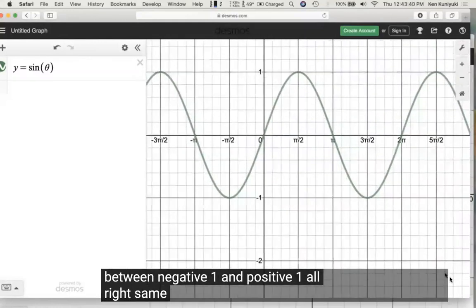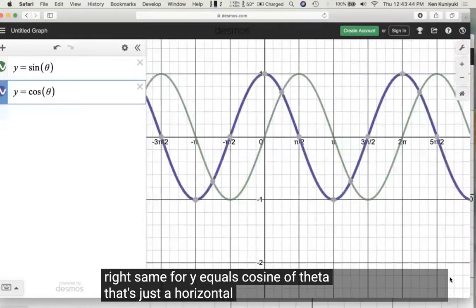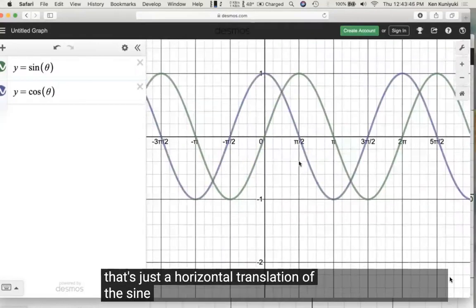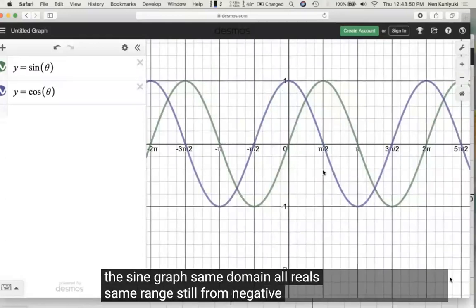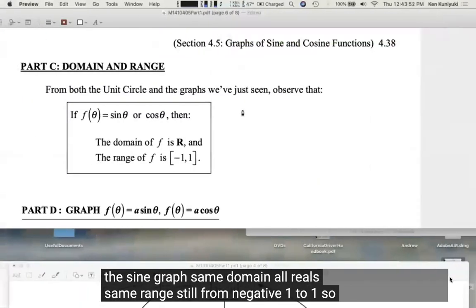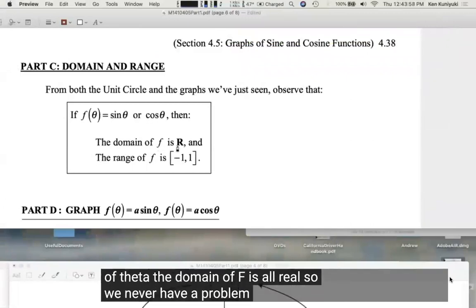All right. Same for y equals cosine of theta. That's just a horizontal translation of the sine graph. Same domain, all reals, same range, still from -1 to 1. So if f of theta is sine of theta or cosine of theta, the domain of f is all reals, we never have a problem.